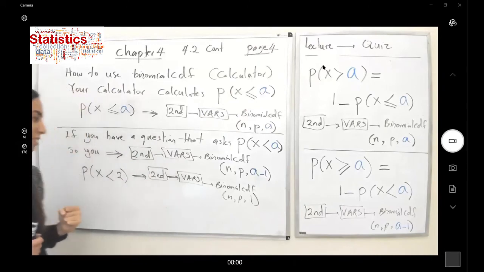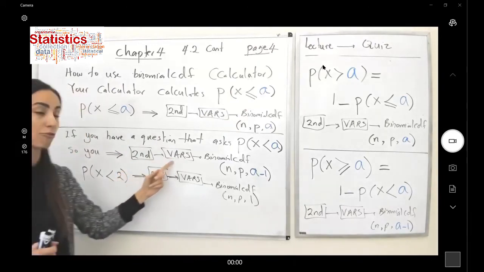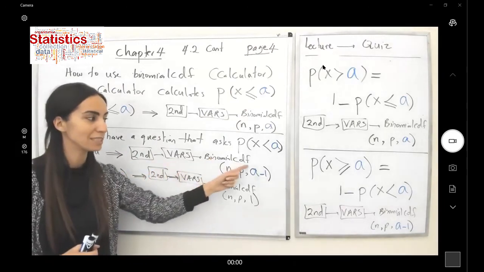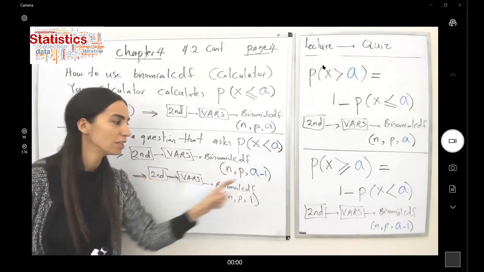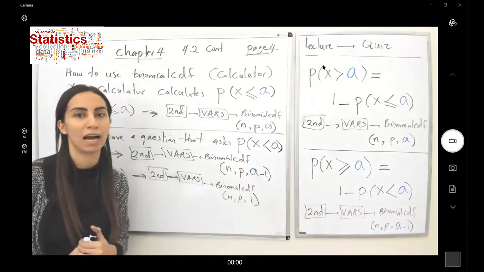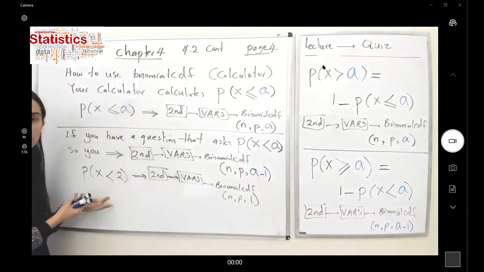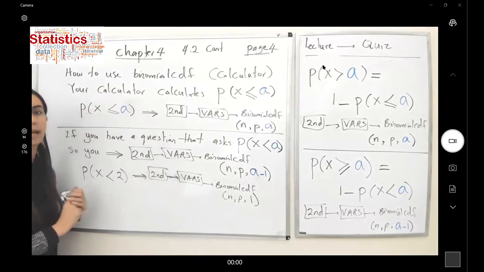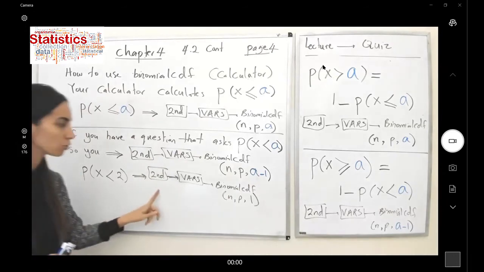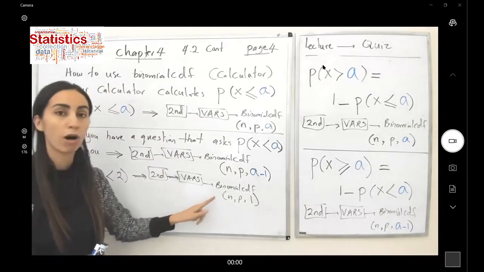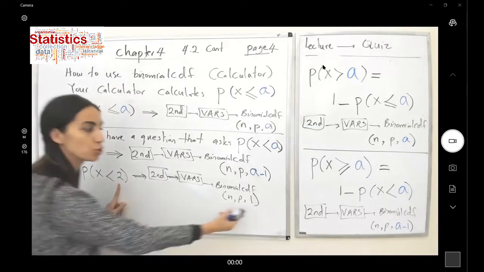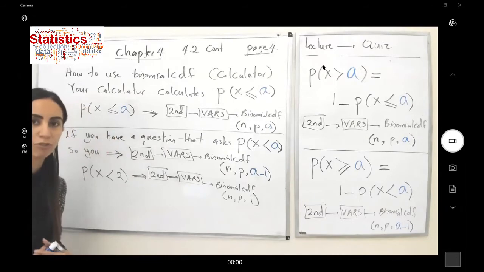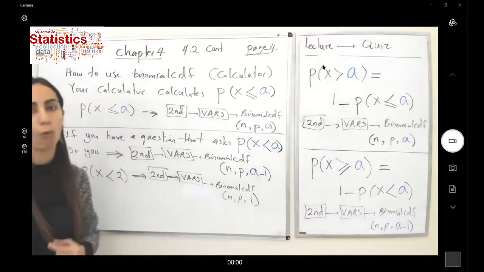In that case, you go to second, vars, binomial CDF, and P. You have to subtract 1 from the value that you have. For example, if the question says find the probability of all values less than 2, you're going to go to second, vars, binomial CDF, and P. Instead of writing 2, you have to subtract 1 from 2, which gives you 1.